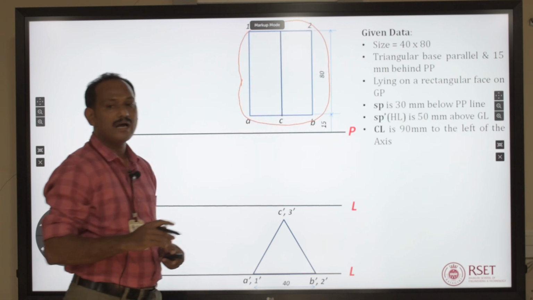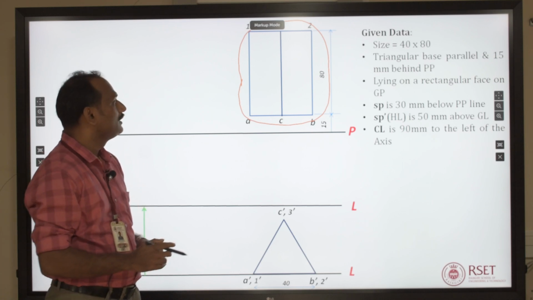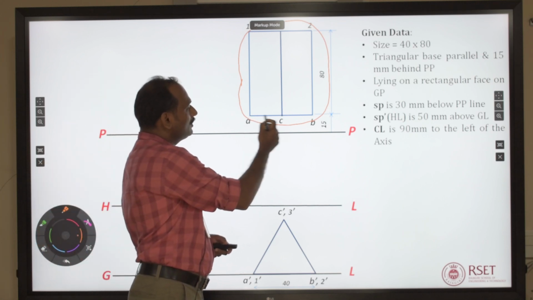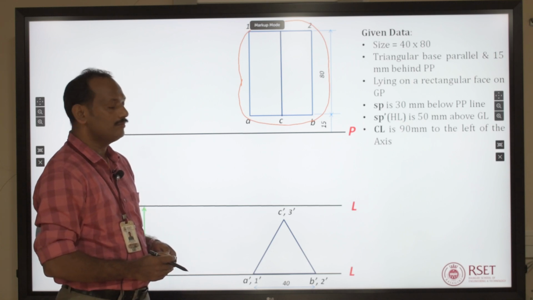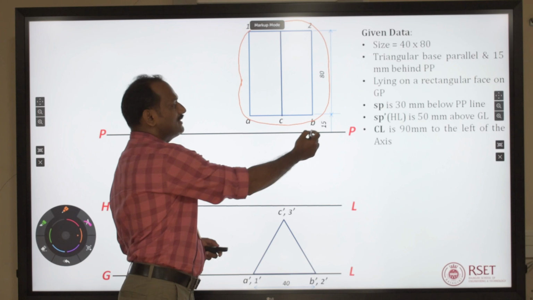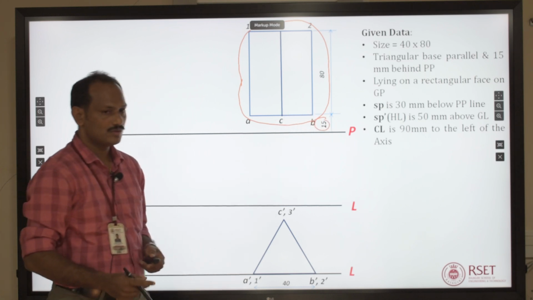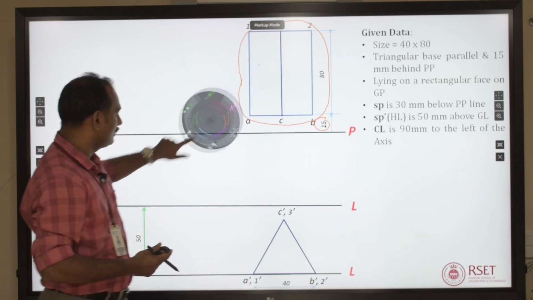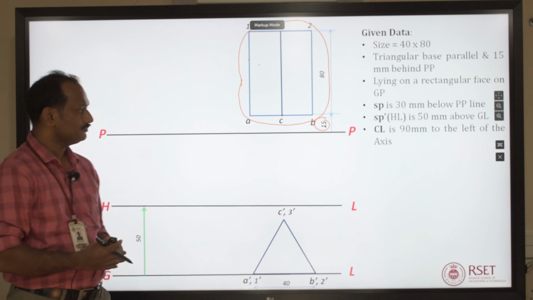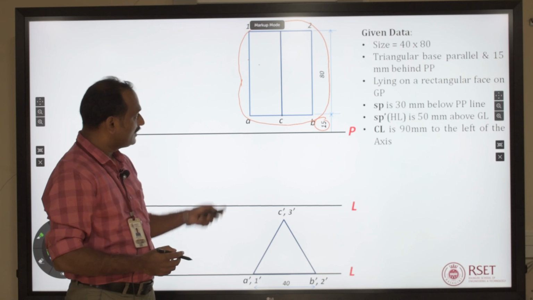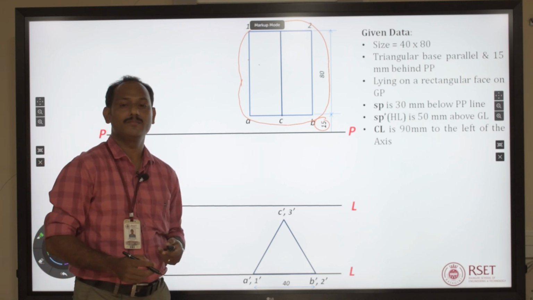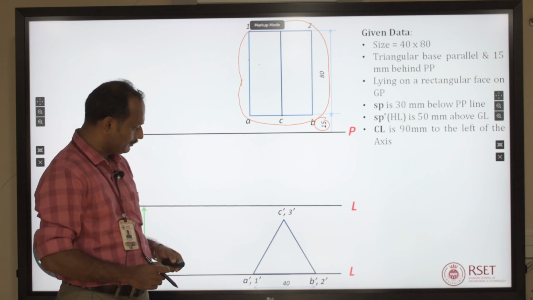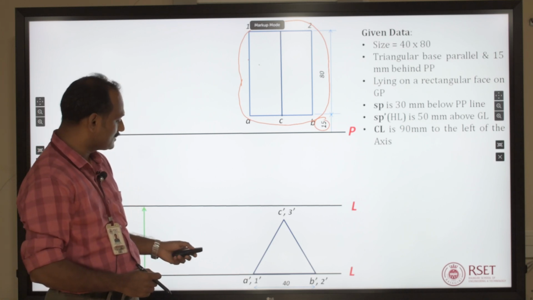Okay, you can see the height of the triangular prism directly in top view, and also the front triangular base of the prism is parallel to PP and is 15 mm behind PP. So, this will be your top view and this will be your front view. I have named the front triangular base as ABC, and the triangular base behind as 1, 2, 3.